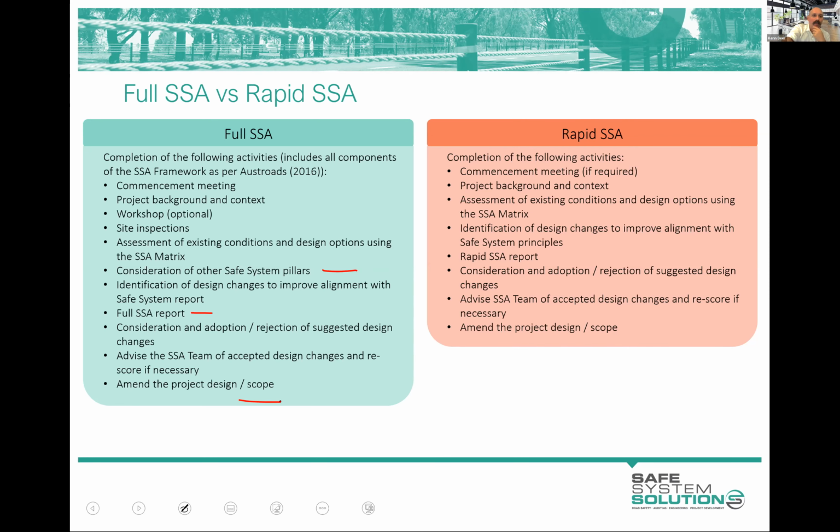The rapid one has a few things that have dropped out. Maybe not a commencement meeting. The workshop's probably not going to happen in its full context. The site visit could be one that could go. We often still do a site visit on a rapid because I think you gain wonderful information. You don't do the other elements of the safe system and that analysis of wider thinking, and you do a rapid report, which is a little bit shorter. But I would say it's still 75% of the work or something like that. It's not like you go down to 10% of the work. There's still a fair bit to do in a rapid safe system assessment.